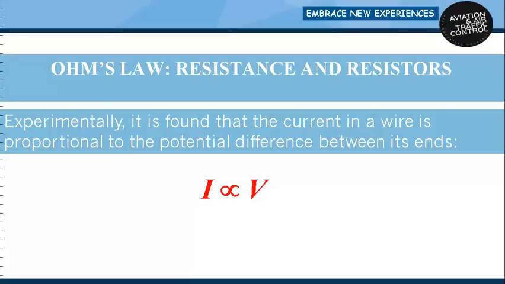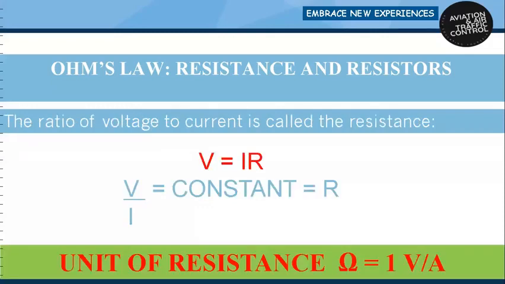Ohm's law states that the current in a wire is proportional to the potential difference between its ends. Thus, current is directly proportional to voltage across the conductor. The ratio of voltage to current is known as resistance. The unit of resistance is the ohm, the sign is omega, and 1 ohm is equal to 1 volt per ampere.